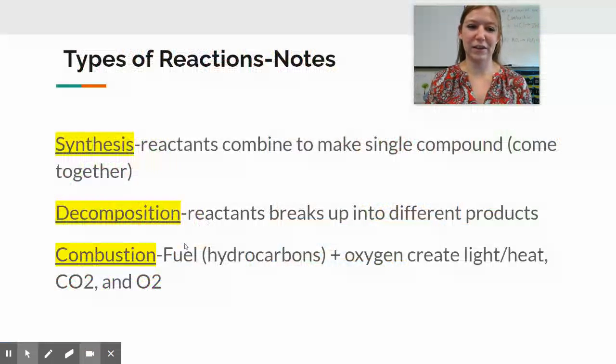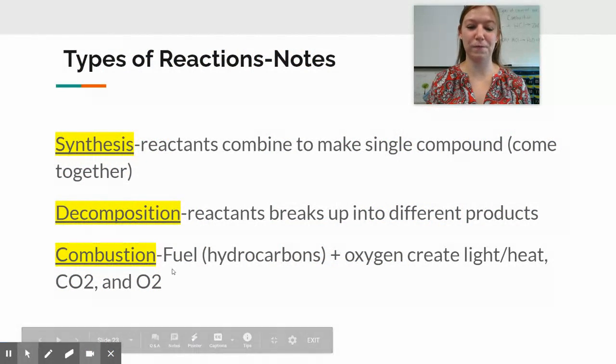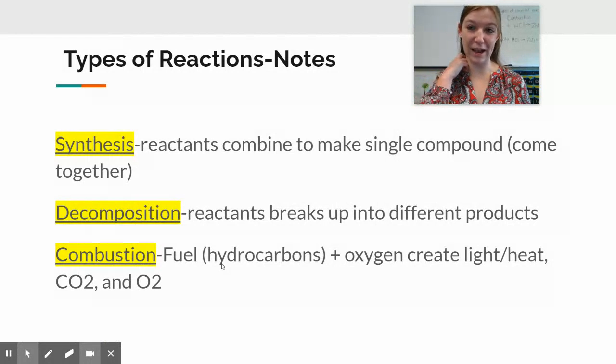Okay, combustion is whenever we have a fuel. So we're talking about fuel. We're going to talk about hydrocarbons specifically. Hydrocarbons are just carbons and hydrogens put together. Everything that is alive, everything that's organic, is made up of hydrogens, carbons, and oxygens, with a few other elements thrown in there, but those are the bulk of it. And so everything that has hydrocarbons is flammable, right?